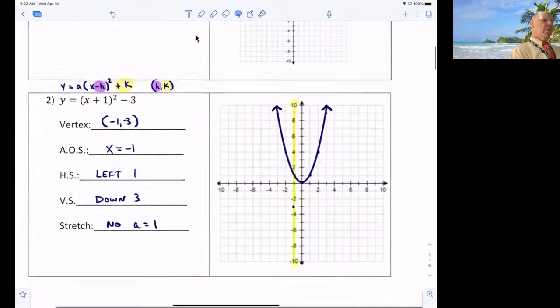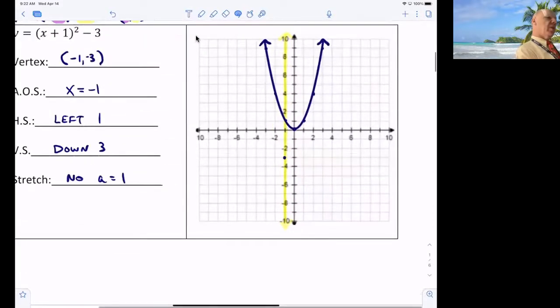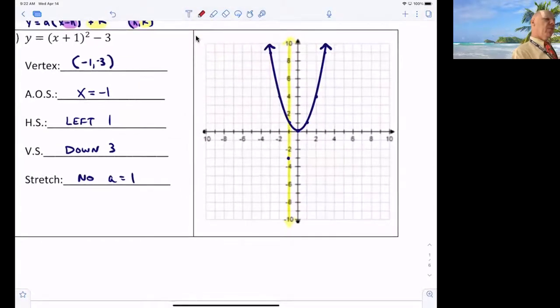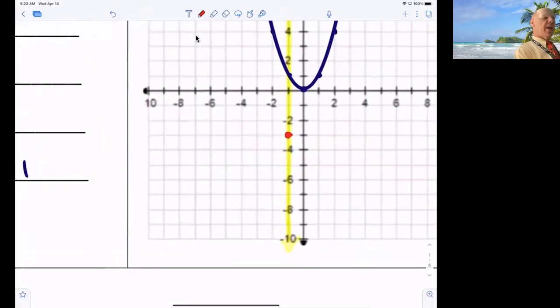Okay, so now here's what we're going to do. I'm going to change colors here and show you something. Does everybody understand the vertex is at -1, -3? Now, here's how I want you to think about it. From the vertex, you're going over 1. And what is 1 squared? So watch me. I go over 1 and up 1. That's that point. Goes right here. And then I go left 1 and what?